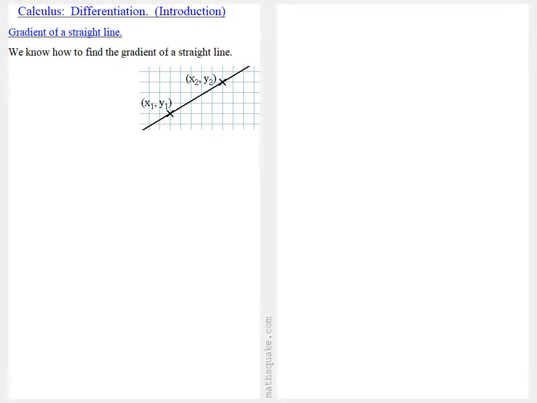An introduction to calculus, starting with differentiation. Now we're first of all going to look at the gradient of a straight line. We know how to find the gradient of a straight line.